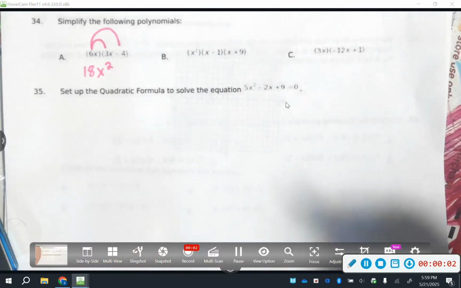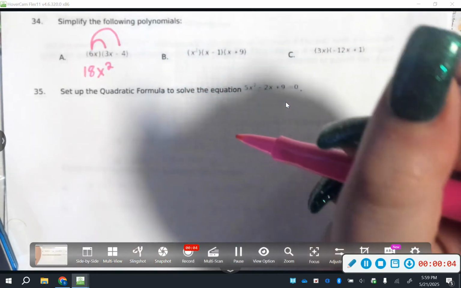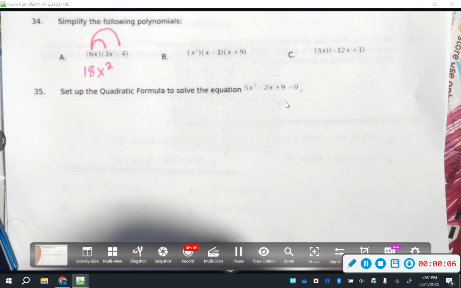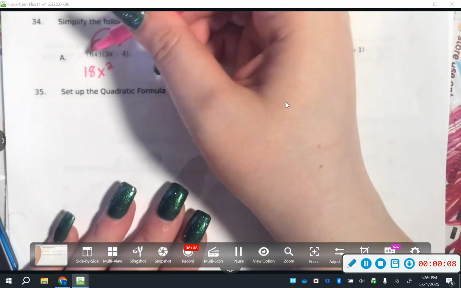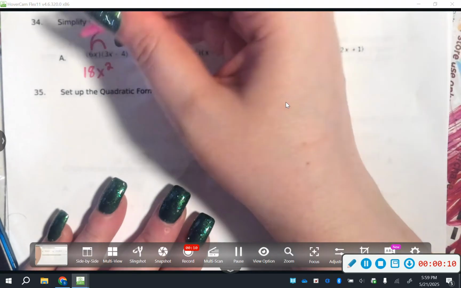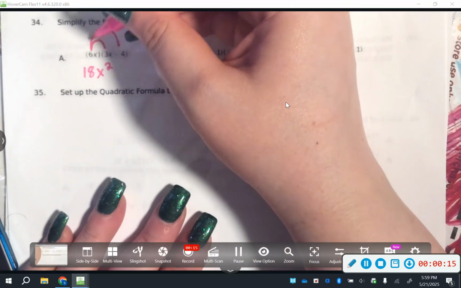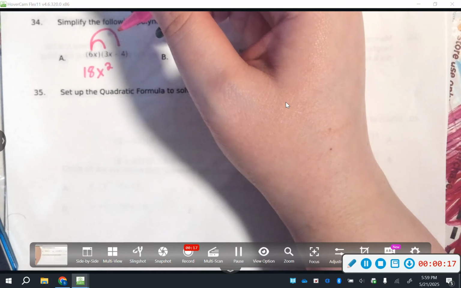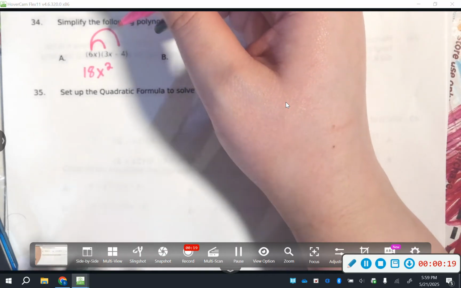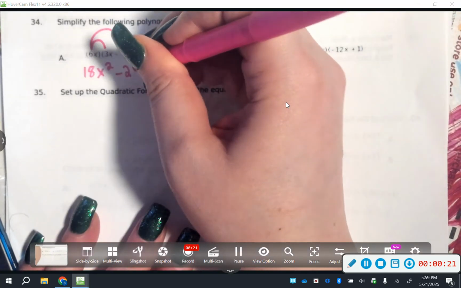All right, starting where we left off, although I've got a little bit of a head start because I didn't realize I wasn't recording. Here's what we got. So we're doing 6x times 3x minus 4. 6x times 3x is 18x squared. 6x times negative 4 is 24, so minus 24.